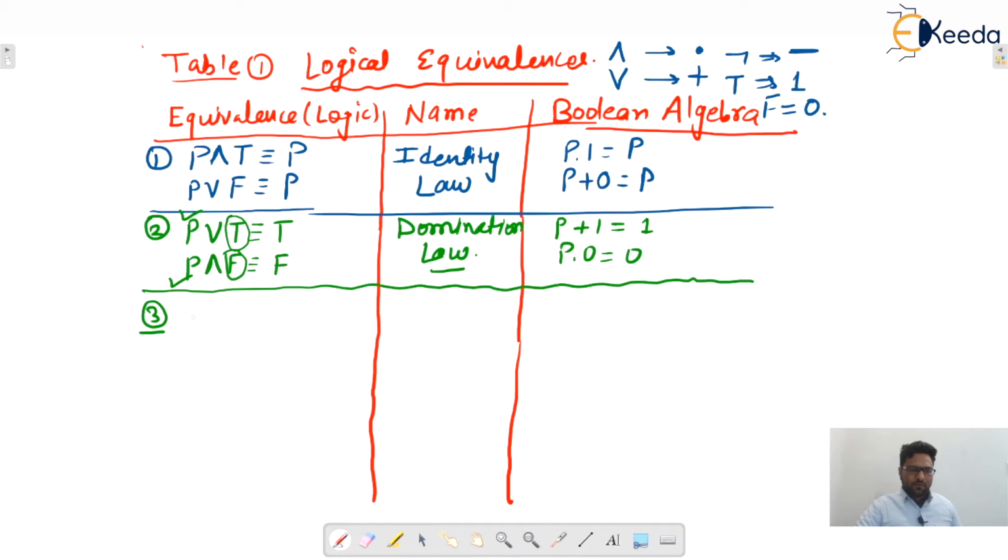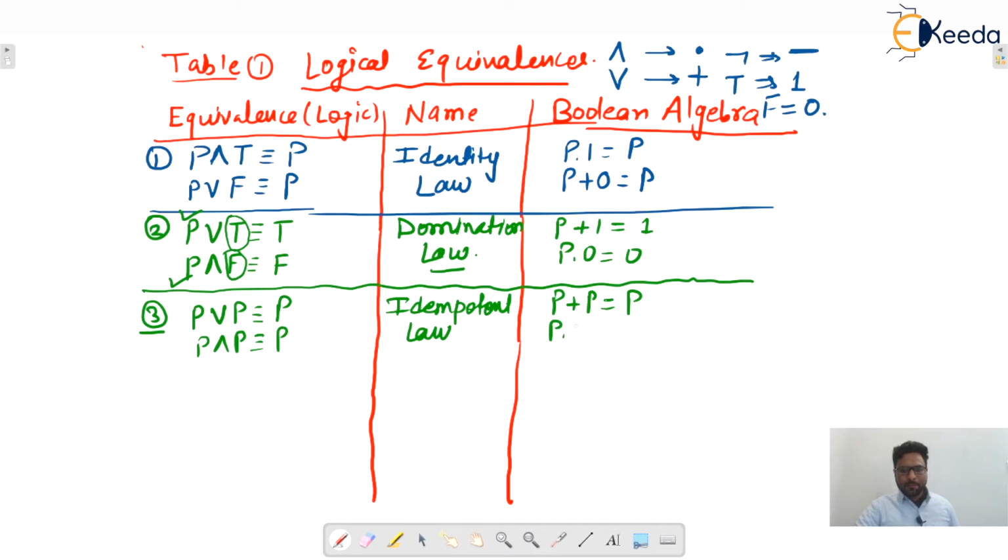We can say that the third one is P or P is equivalent to P only, as well as P and P is equivalent to P. So we can say that this one is your idempotent law, isn't it? This one is the idempotent law. In Boolean algebra we can write it like this: P plus P equals P, and P dot P is equal to P only. Next one, the fourth one.